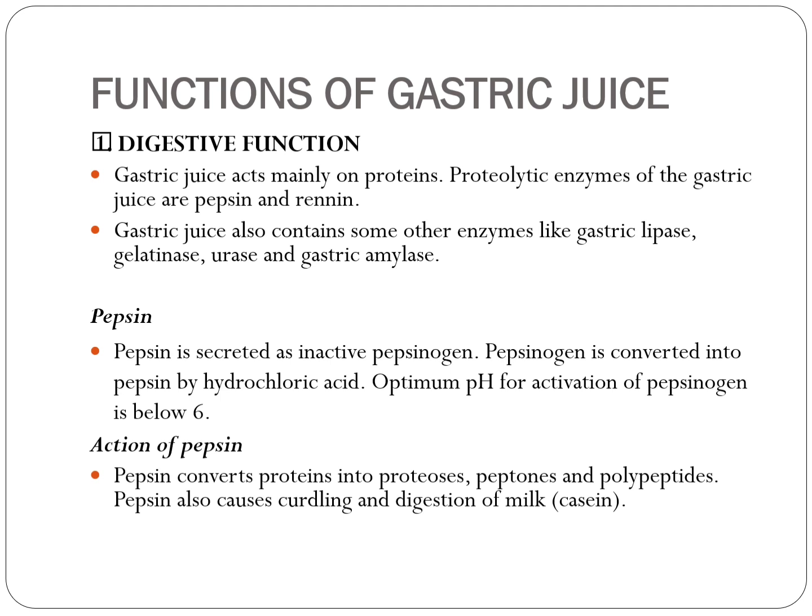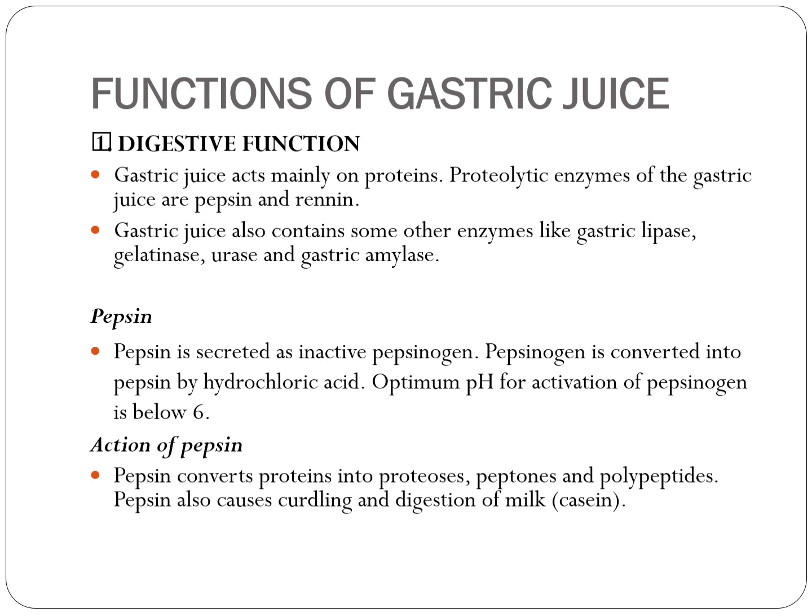Then functions of gastric juice. Digestive function. Gastric juice acts mainly on proteins. Proteolytic enzymes of the gastric juice are pepsin and renin. Gastric juice also contains some other enzymes like gastric lipase, gelatinase, urease and gastric amylase.